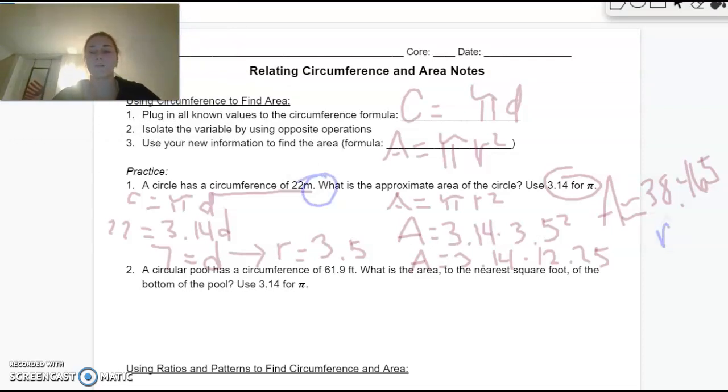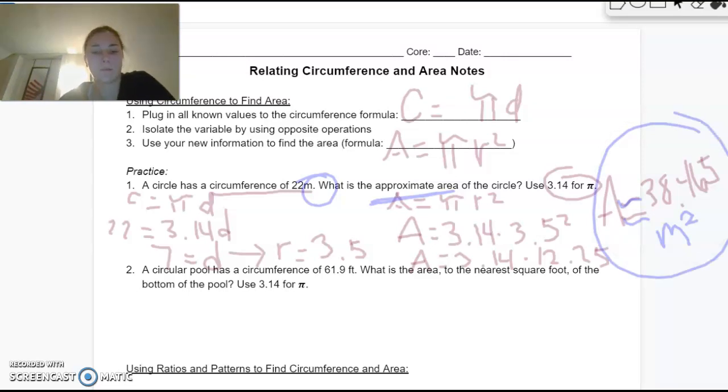And when we're doing that, we are looking over here at our unit. We have meters, and because it's area, we have meters squared, okay? And if you guys noticed, I use an approximate instead of equal because we are finding the approximate area. We don't know exactly what the area is, but we know an estimate of what we think it is, okay? So here's our final answer for the area.